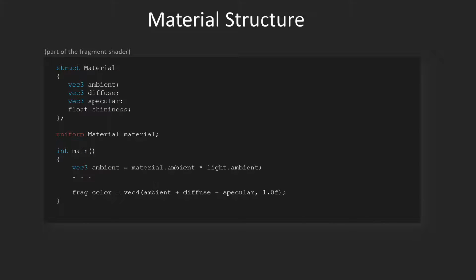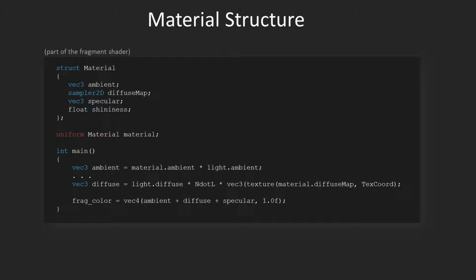Similarly, we're going to need to write a material structure. The reason we use structures is just to keep things organized. We could take all those fields and make them separate uniform variables, but it makes things more organized by combining them into a structure. So again, in the application, we're going to assign the material fields, ambient, diffuse, specular, and shininess, and those will get passed to our shader.